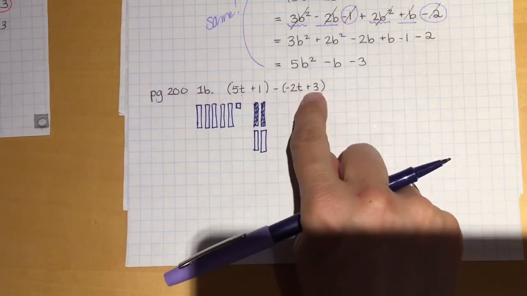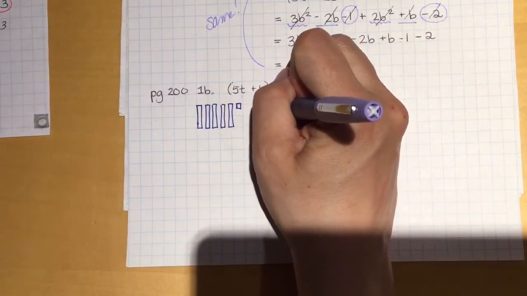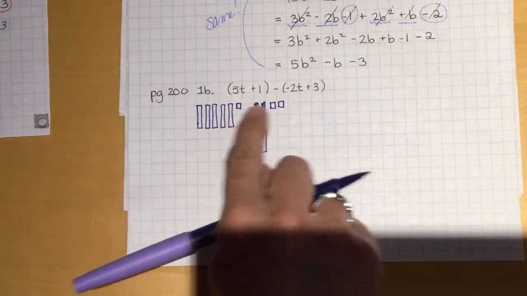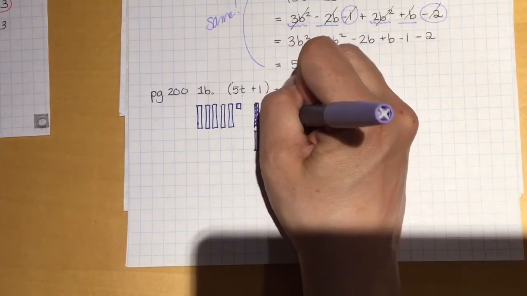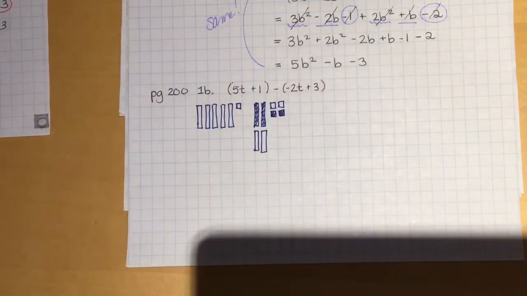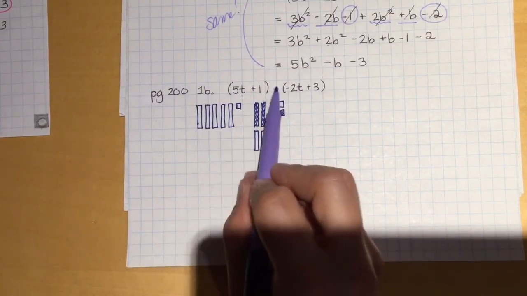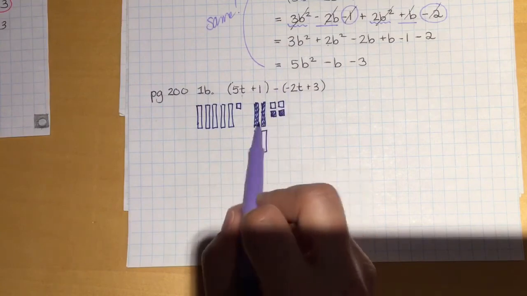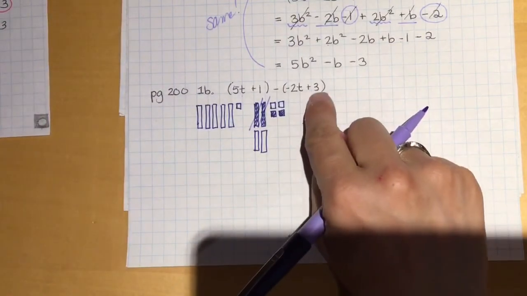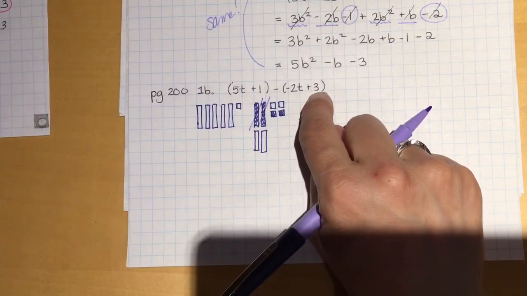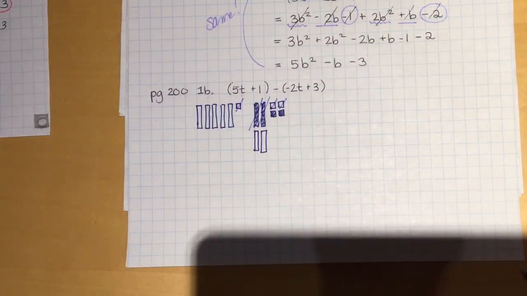I also want to take away plus 3, but I only have 1. So I'm going to add 1, 2, because now I'll have 1, 2, 3 positives, and I don't want to affect the polynomial either, so I'll make that a zero pair. So this is our original expression. Now we're going to take away negative 2t. So here are my negative 2t's, I'm going to take those away. And I'm also going to take away 3 positives. 1, 2, 3.